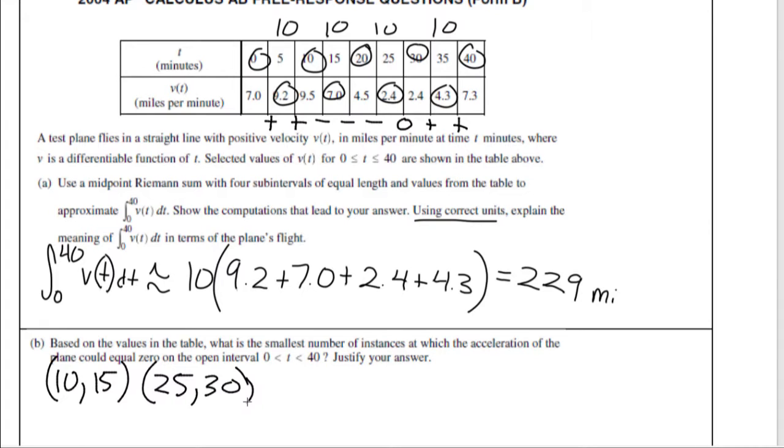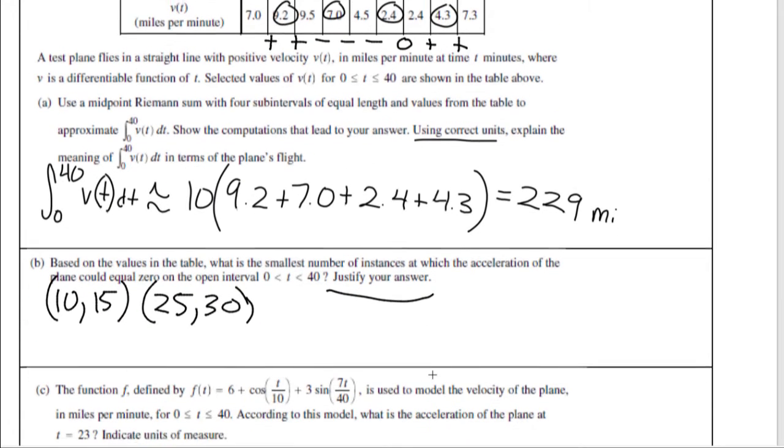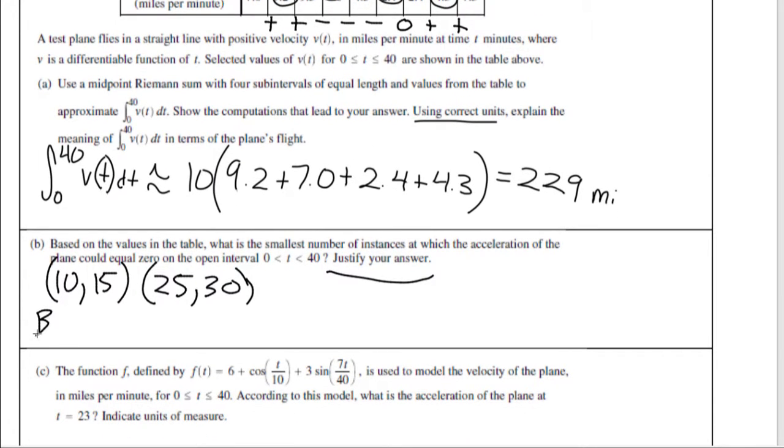I'm not quite clear on if you have to say by MVT, but I'm pretty sure we should be used to saying that, because if it says justify your answer, you have to be using a theorem to justify your answer. So my answer is going to say, by MVT, two instances, I guess is the word that they're using, of 0 acceleration. And it's on those two intervals right here.